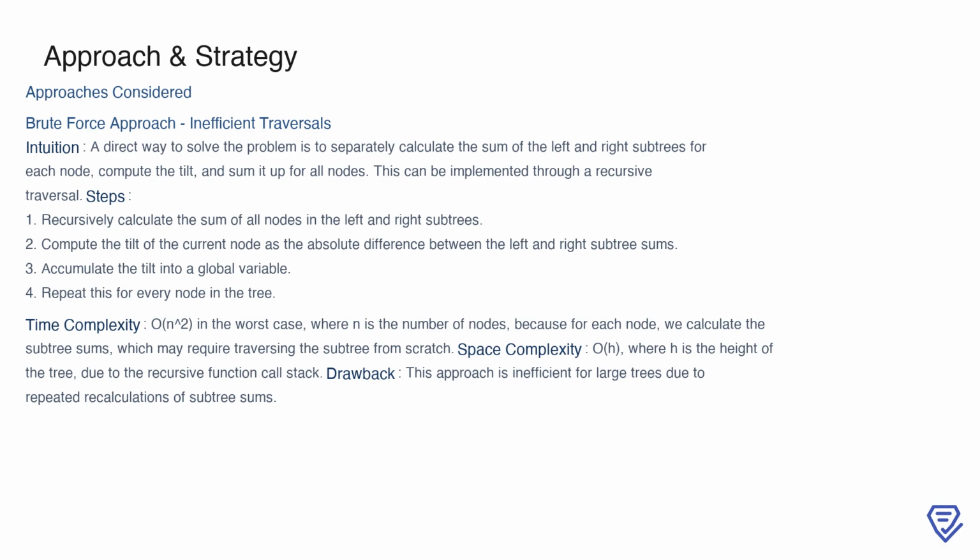However, this comes at a significant cost. The time complexity is n squared in the worst case because, for each node, we end up recalculating subtree sums repeatedly, which involves redundant traversals.